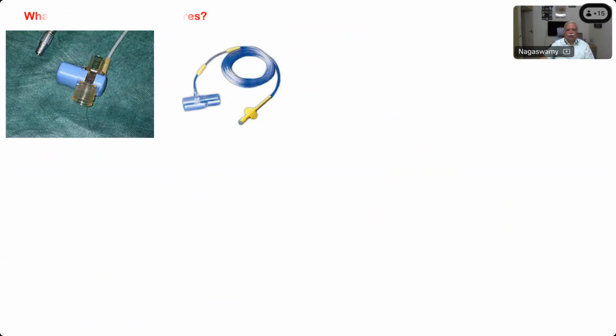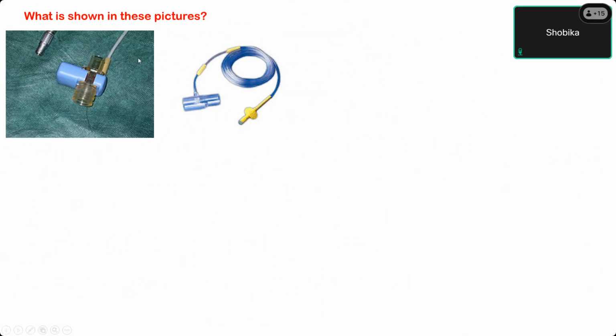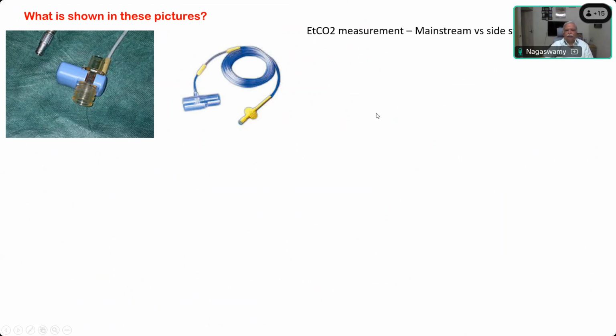I am showing a few pictures. What is shown in these pictures? It's something related to the previous question. Mainstream capnography CO2 analyzer, sir. Yes, this is the mainstream capnography instrument. This is the side stream sampling tube, to the adapter filter tube. So ETCO2 measurement, mainstream versus side stream.